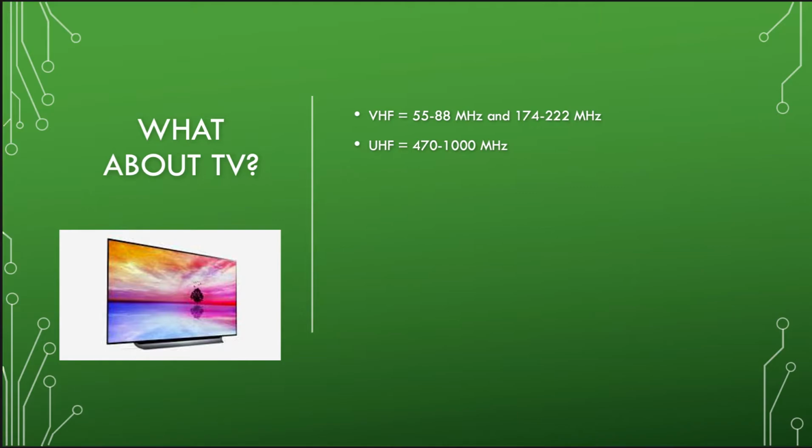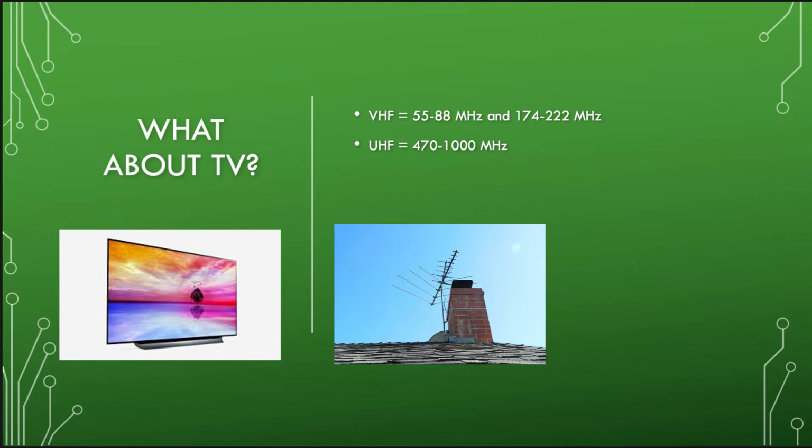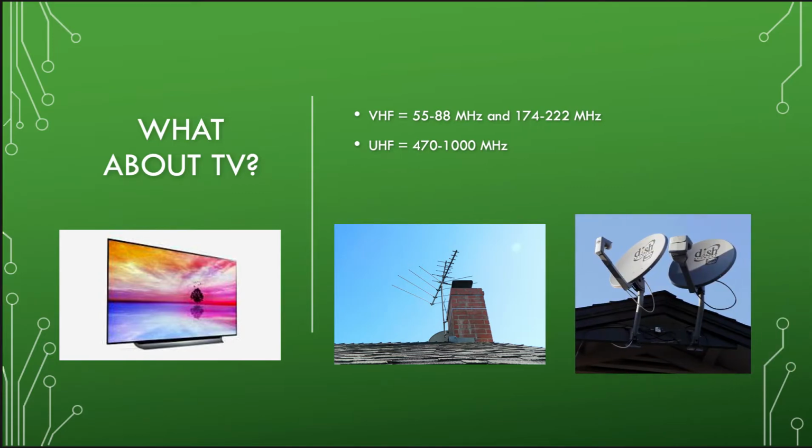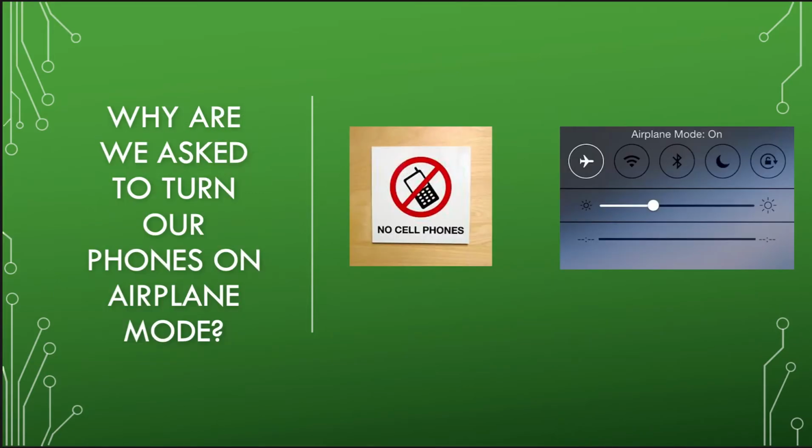TV uses different ranges of frequencies to achieve picture and sound, very high frequency or ultra high frequency. If you're using an old-fashioned roof antenna, TV video signals are AM, while TV audio is FM. If you're using satellite or cable, transmission of TV occurs at significantly higher frequencies.